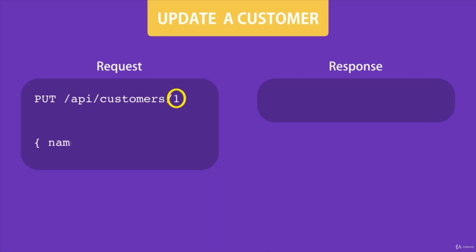But also, we should include the customer object in the body of the request. So this is a complete representation of the customer object with updated properties. We send this to the server, and the server updates the customer with the given ID according to these values.